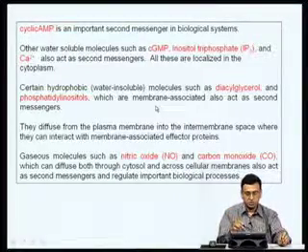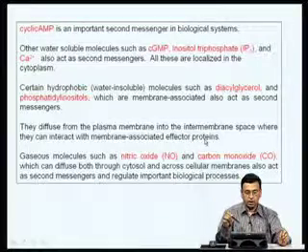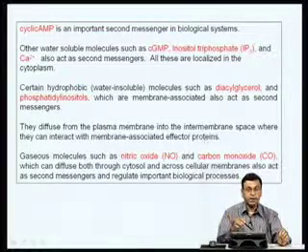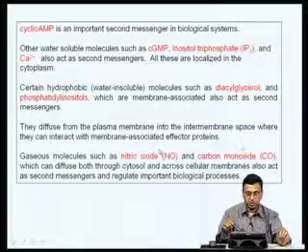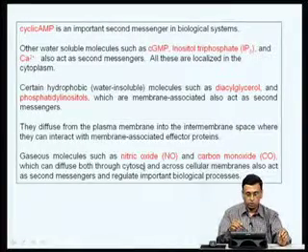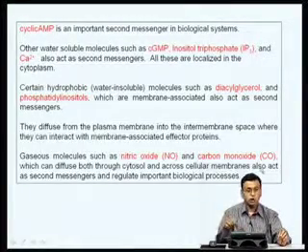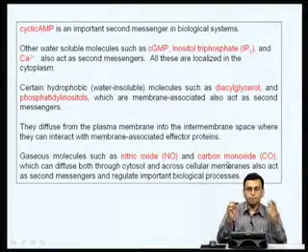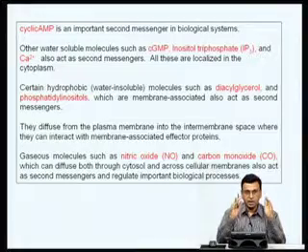Now, all these second messengers diffuse from the plasma membrane to the intermembrane space, where they can interact with the membrane associated effector proteins. Many gaseous molecules like nitric oxide and carbon monoxide, which can diffuse to the cytosol and across the cell membranes, also act as second messengers and regulate very important biological processes. So, today we will primarily focus on the mechanism by which cyclic AMP acts as a second messenger.